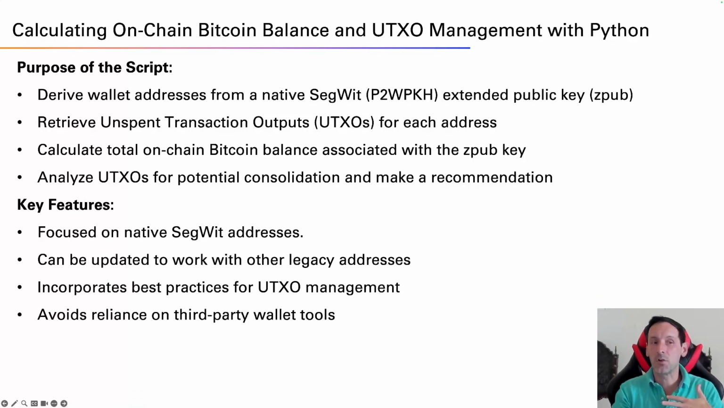Yes, key features. The script only focuses on the SegWit addresses, so the more modern types of addresses on Bitcoin. It doesn't focus on legacy addresses, but it's not a problem, because if there is sufficient demand, I can update the script to work with legacy addresses as well. But for the time being, it only works with SegWit addresses.